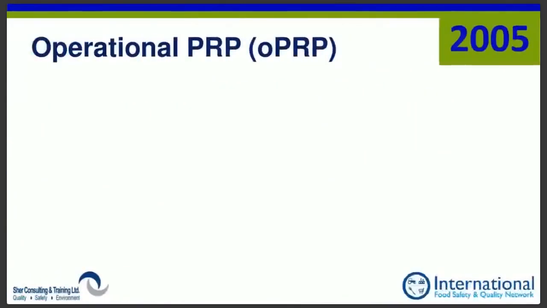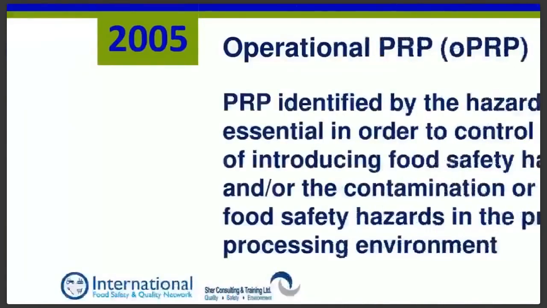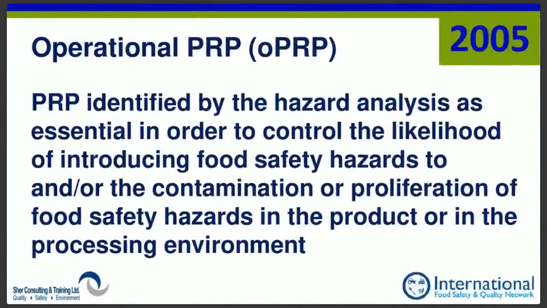And this is because of this big change. An OPRP in 2005 was a PRP. And as soon as we understand it's a PRP, then anything that's not a PRP couldn't have been an OPRP. So anybody from 2015 to 2018 who called anything that's not a PRP an OPRP was making a mistake, because it's not a PRP. So it used to be that an OPRP is a PRP that was identified by the hazard analysis as essential in order to control the likelihood of introducing food safety hazards, and so on.